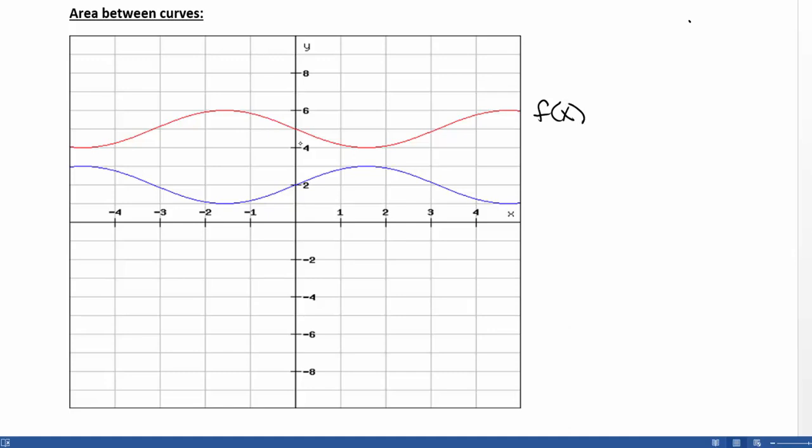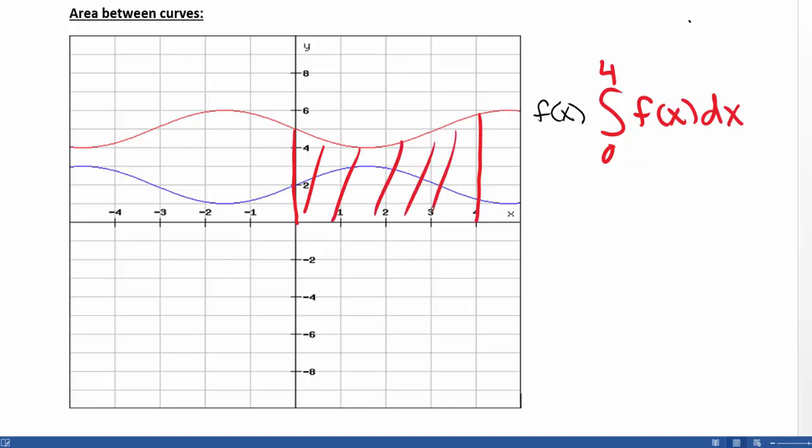So f of x is the red line. And what we know from before is that if we wanted to consider the area under the curve of f of x, we could take the integral between the bounds we were interested in. So for this example, let's consider the area from 0 to 4 of f of x dx. So the area under the curve from 0 to 4 is going to be all the area between the red curve and the x-axis by definition. We can see that that area is positive, and we can see it's bounded by the x-axis.